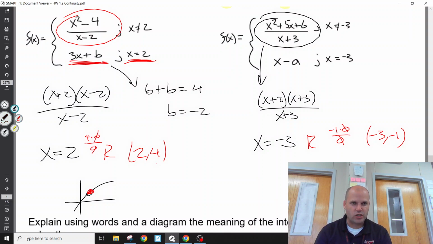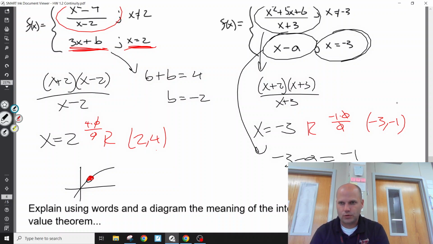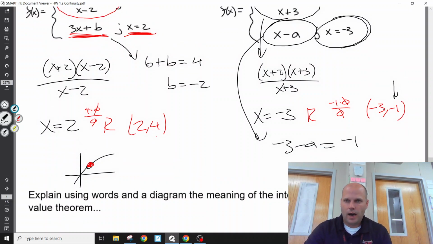To make sure the function is continuous, this piece at negative 3 needs to fill in the hole, which means this piece at negative 3 must equal the hole's location, negative 1. I have a hole at -3, -1, fill in the hole, makes the function continuous. Add 3, divide by a negative. Cool.